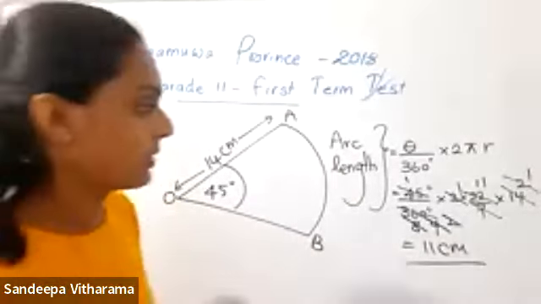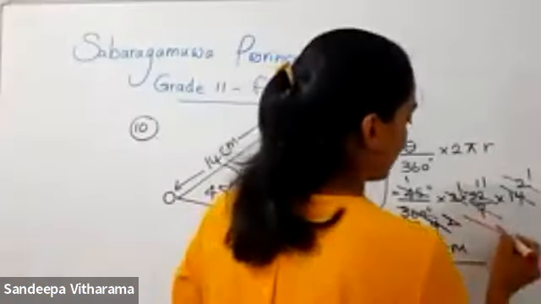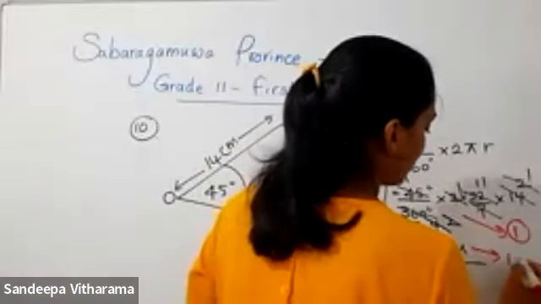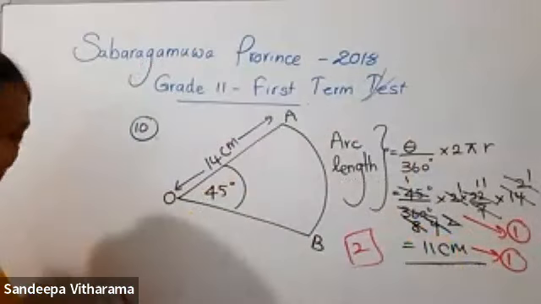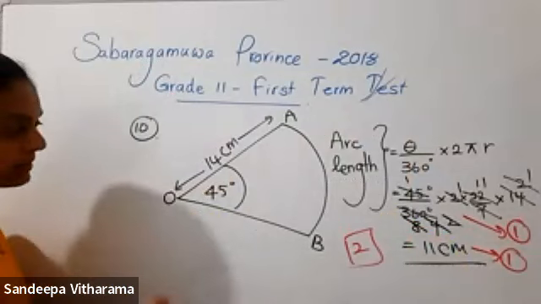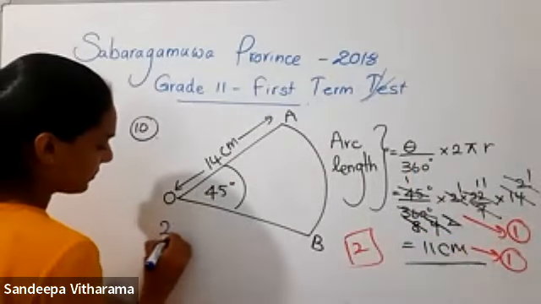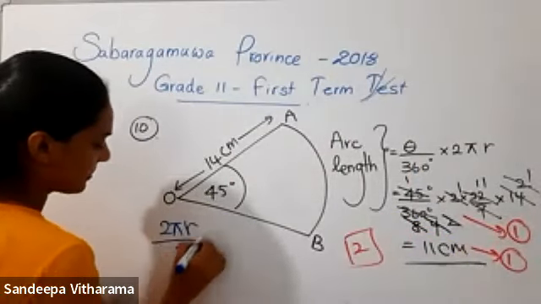Then for applying this one, you are given 1 mark. For obtaining the answer, 1 mark, so 2 marks are given. Or you can apply what? The 2πr upon 8. Okay.